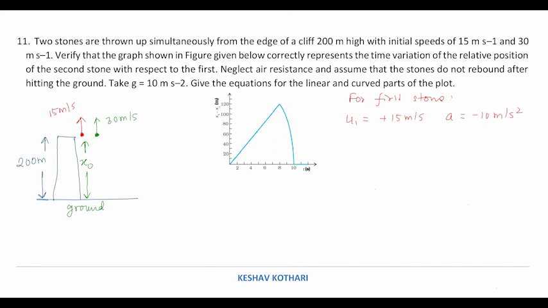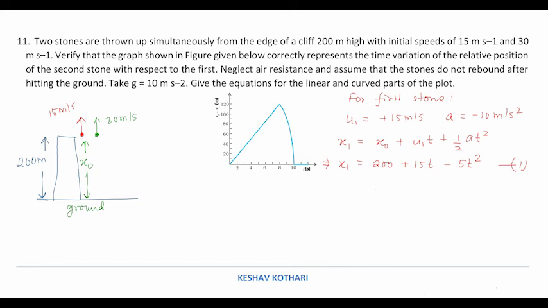We are writing that the position of the first ball x1 is going to be x naught, that is the distance from the ground which is already added, plus u1t plus half at square. Obviously this value will be put as negative, and x naught is equal to 200. So from here we get x1 equals 200 plus 15t minus, on putting 10, 5t square. So this is the first equation which we have.